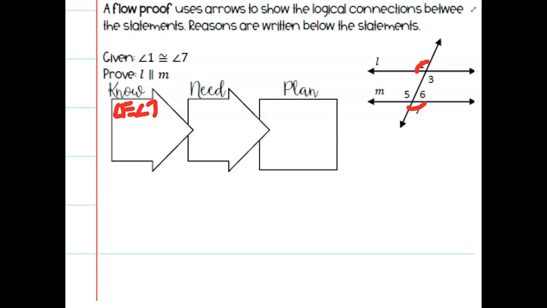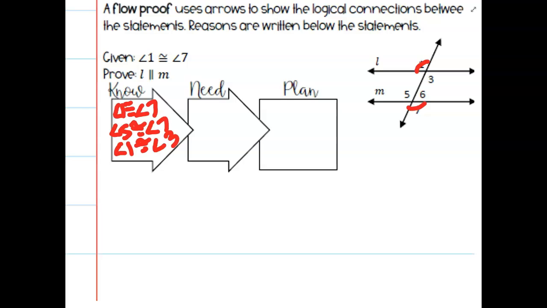Okay, now I do know angle 7 and angle 5 are congruent. I know that for a fact because they're vertical angles. And vertical angles don't have to be parallel lines. So I know that angle 5 is congruent to angle 7. We could do the same thing up here, angle 1 and angle 3. I know that angle 1 is congruent to angle 3. Okay, I know that.